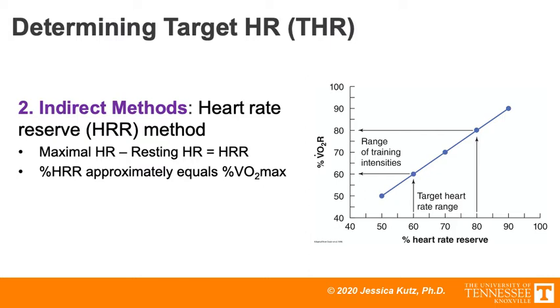So let's look at an example of this. Let's say my maximal heart rate is 200 beats per minute. My resting heart rate is 60 beats per minute. That would give me a heart rate reserve of 140 beats per minute. So what does that actually mean, that value of 140 beats per minute?